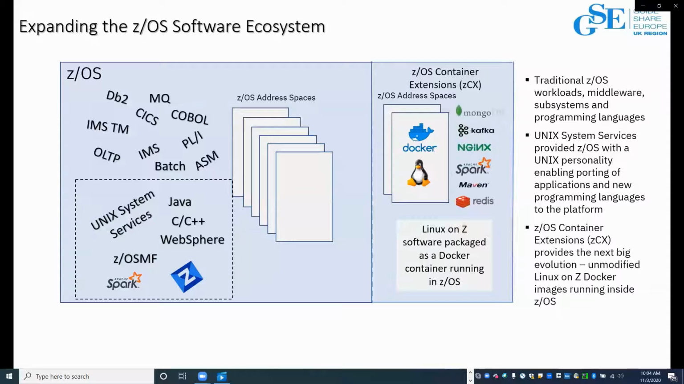With z/OS Container Extensions, z/OS now provides the next big evolution: the ability to run Linux on Z container images unmodified directly in z/OS. And it simplifies the rebuilding of your containers that might be running on other platforms to run in z/OS as well.